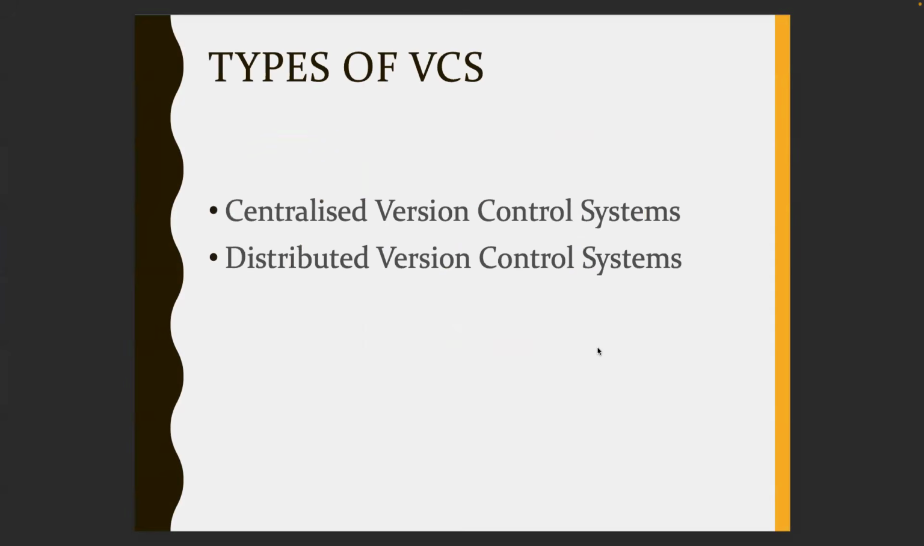Now we'll talk about the different types of it, first with respect to their architecture. Based on their architecture, version control systems are categorized as centralized version control systems and distributed version control systems. First, let's go through this architecture and then I'll categorize.